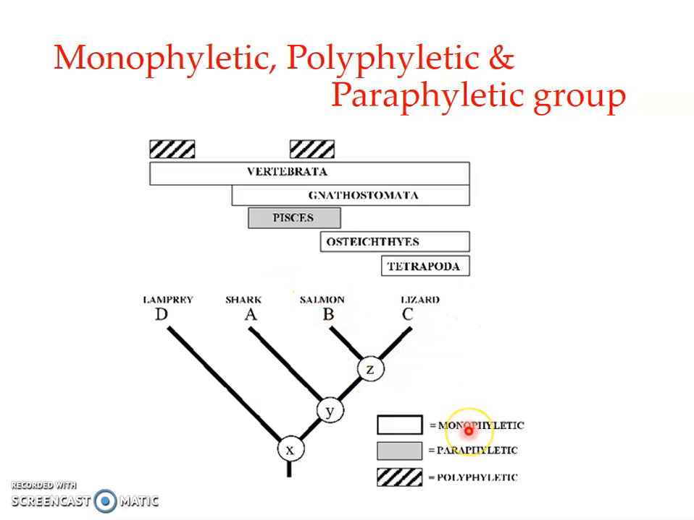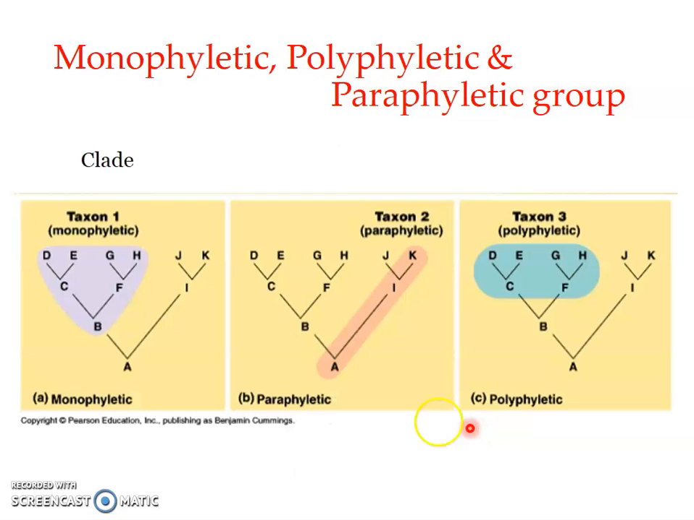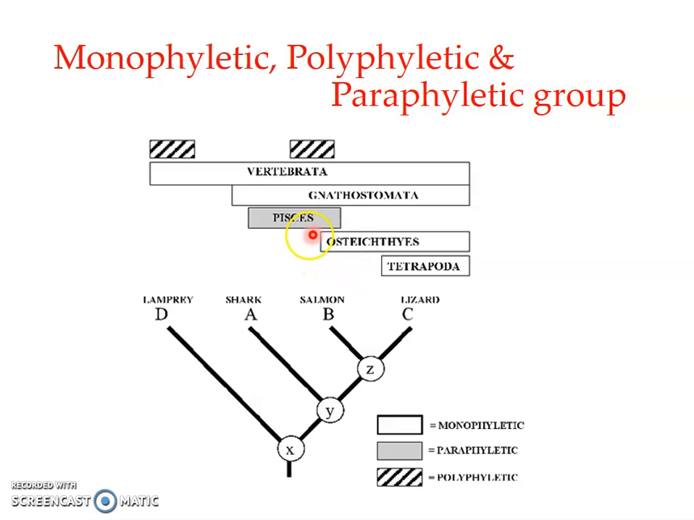Now what is paraphyletic? Here only 1 or 2 descendants from an ancestor have been taken, while the rest have been ignored. If we take Y as an ancestor and consider all the descendants, it is a monophyletic group, right? Here ancestor Y has 3 descendants, that is A, B and C. But if we consider only A, B and Y, ignoring C, this particular group is known as a paraphyletic group.